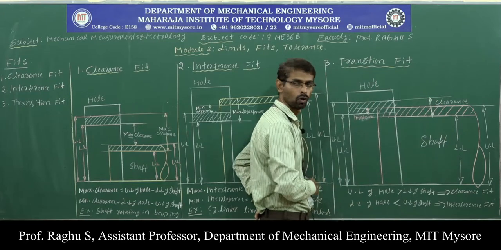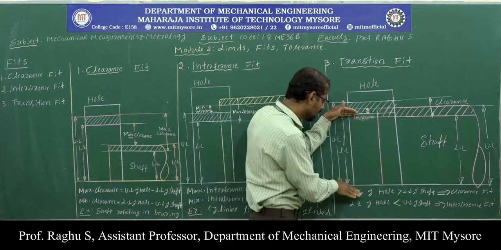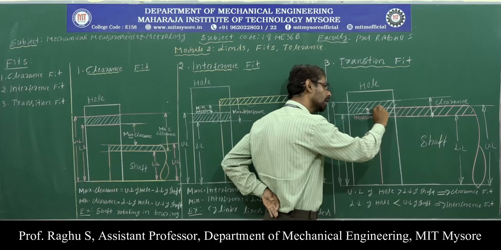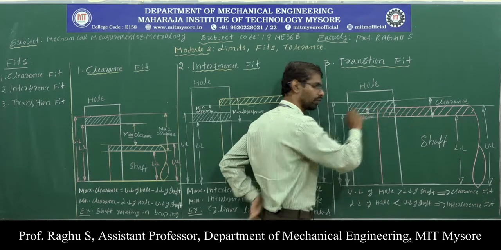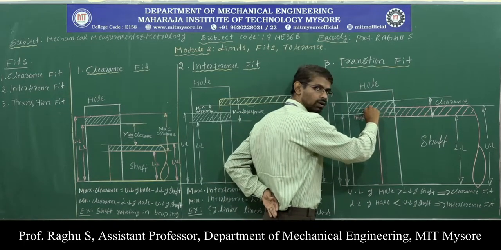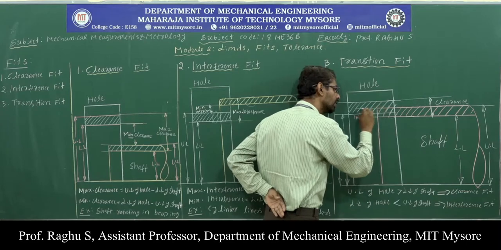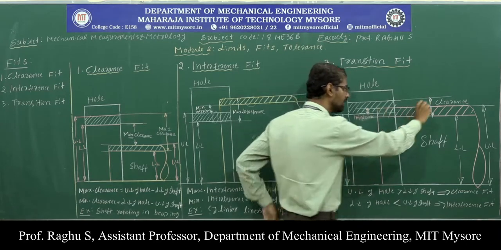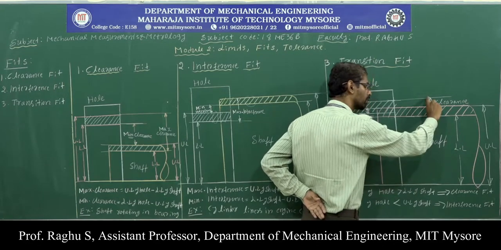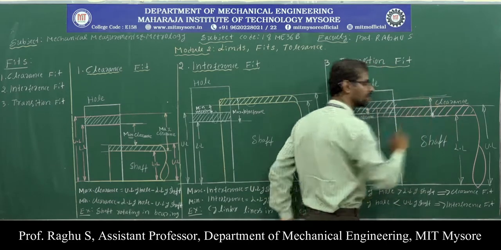Now, this is the interference. We will get an interference fit when the lower limit of hole is lesser than the upper limit of shaft, or the upper limit of shaft is greater than the lower limit of hole. So interference fit will be obtained when the lower limit of hole is lesser than the upper limit of the shaft. This is the upper limit of the shaft. And clearance fit is obtained when the upper limit of hole is greater than the lower limit of shaft. This is the upper limit of hole. When the upper limit of hole is greater than the lower limit of the shaft, we will get the clearance fit.